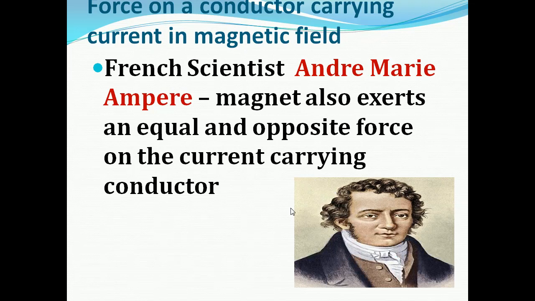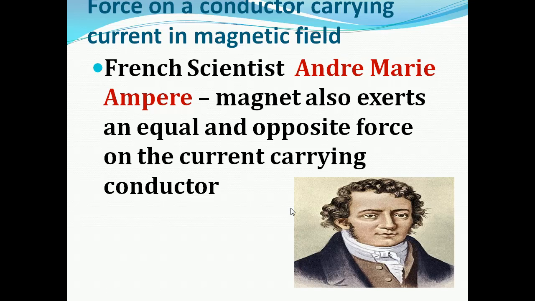Next we are moving to force on a conductor carrying current in a magnetic field. How will the force act on a current carrying conductor in a magnetic field? The French scientist Henri Marie Ampere was the first to discover the force on a magnet placed in the vicinity of a conductor.